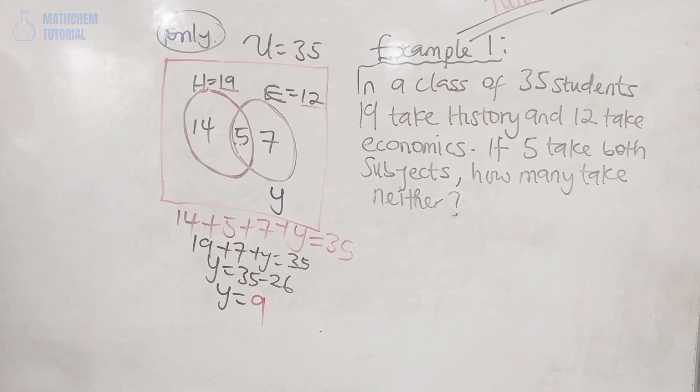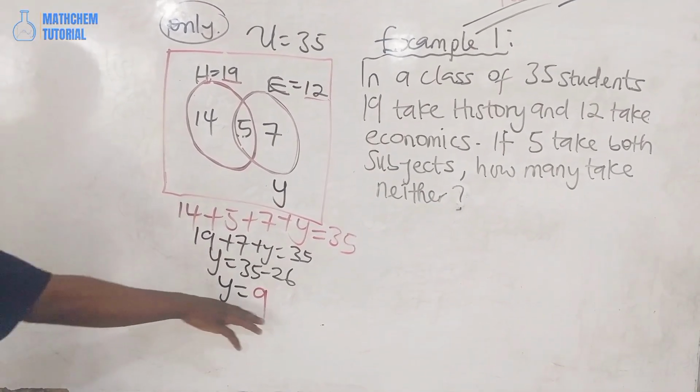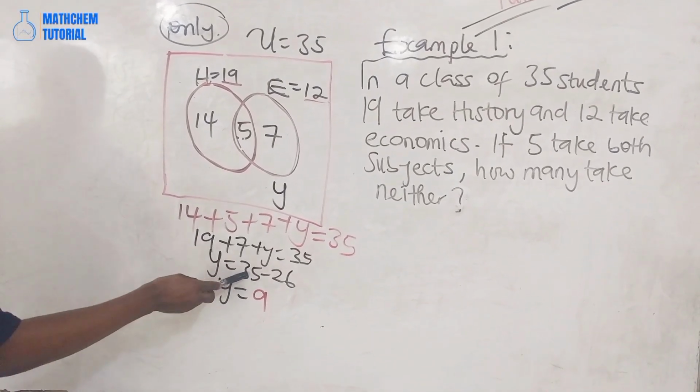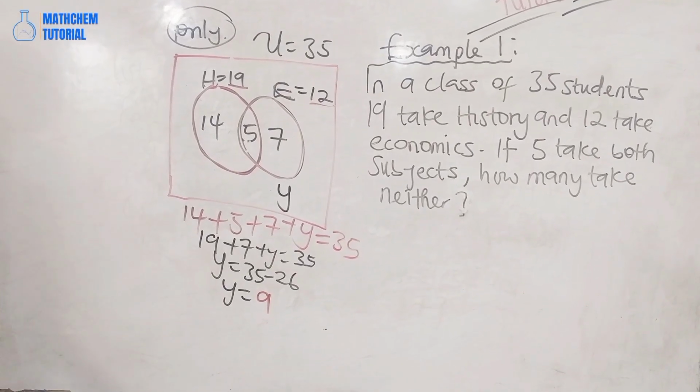So going back to the question, how many take neither of the subjects? We have 9 students who take neither of the subjects, because if you subtract 26 from 35, we are going to have 9. So 9 students take neither of the subjects.